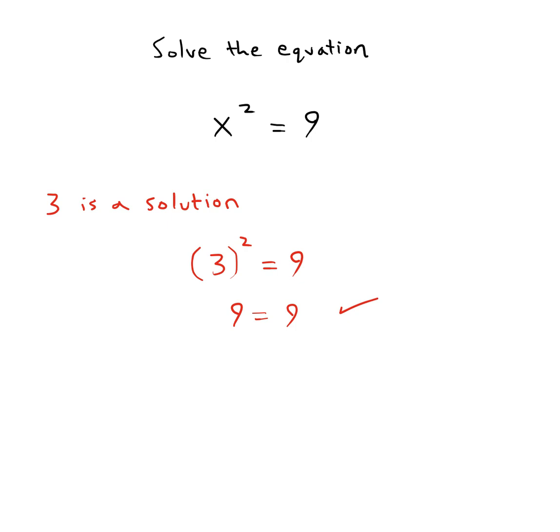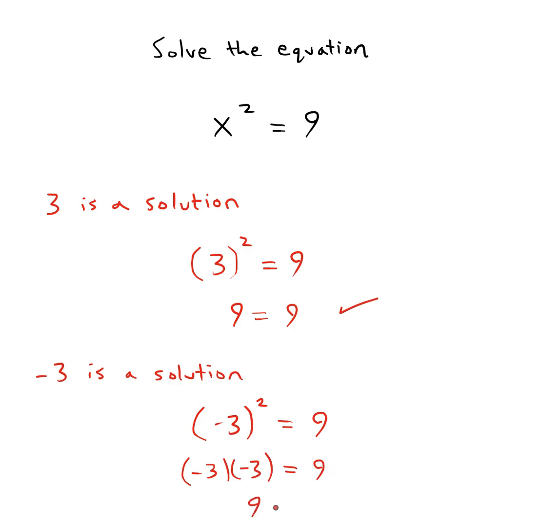Well, it turns out there is one more solution. Negative 3 is a solution. If you plug a negative 3 into that equation, negative 3 times itself will make a positive 9, and that checks as well.